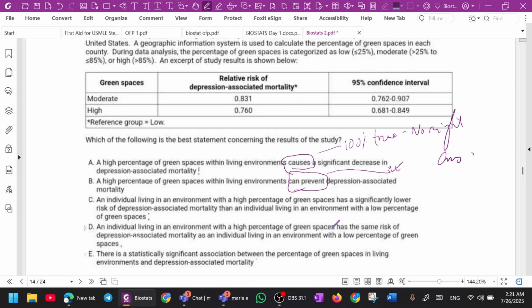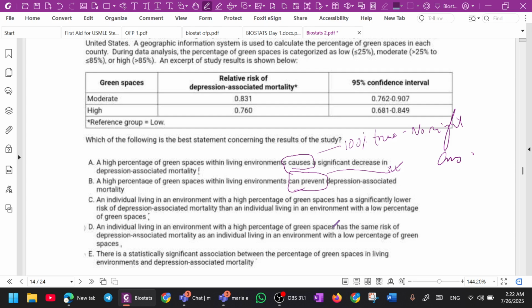It may be true. There is statistically significant. Because we see both of them are statistically significant. And it just says there is statistics. It didn't say it causes this or it causes that. It just said there is. It seems that there is some kind of association there. So they didn't use a strong word. So we are between B and E.